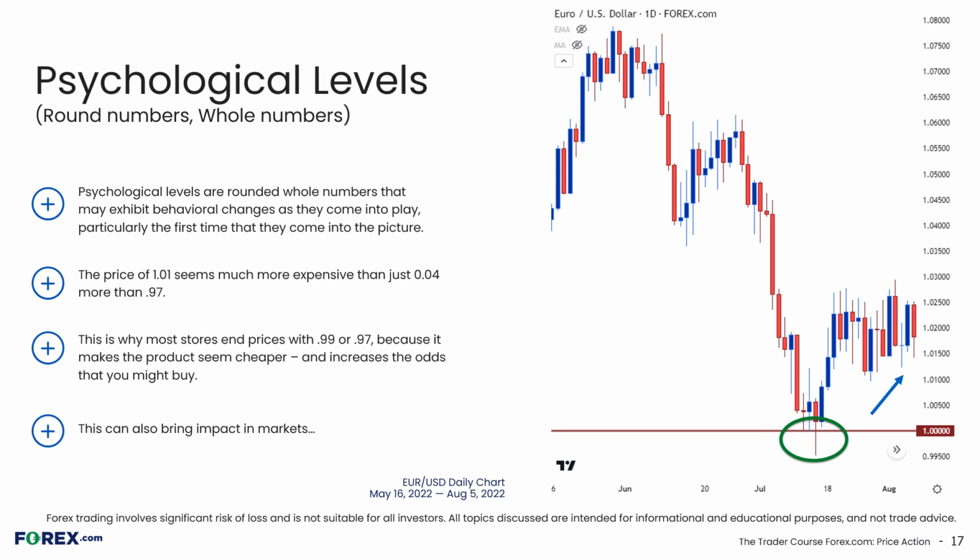And while it wasn't direct or automatic, that support inflection eventually ran into a bounce that lasted for a little over a month. Sellers did eventually push price back below parity, but not after a bounce that went on for more than 350 pips above that parity level.